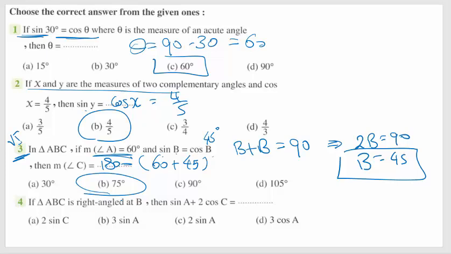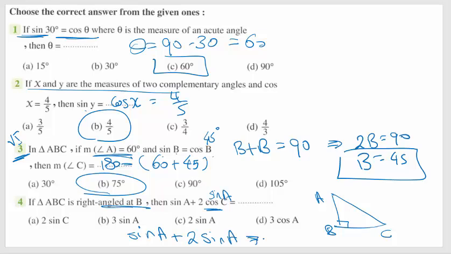Triangle ABC is a right angle triangle at B. I will draw a simple triangle like this, ABC. B is a right angle. This means that sine A equals cosine C and cosine A equals sine C. So you can put sine A instead of cosine C, because A and C are two complementary angles, and you taught me that for two complementary angles, the sine of the first equals cosine the second. Then it will be sine A plus 2 sine A, which is 3 sine A.